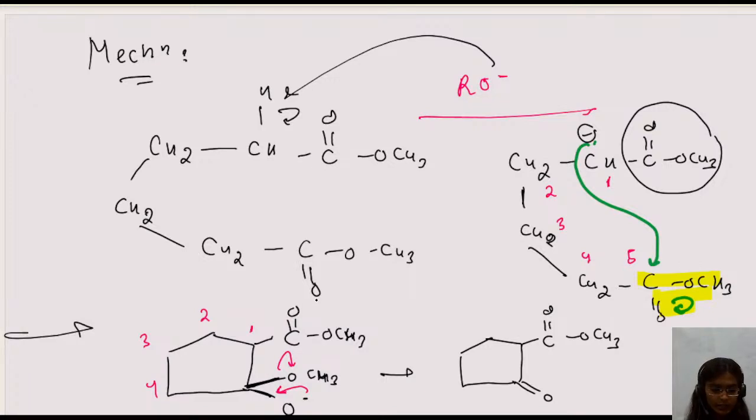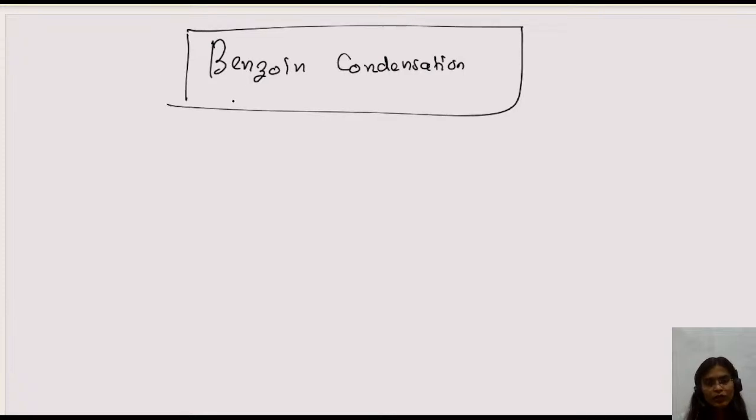Okay, now let's see the next. That is benzoin condensation. I know there are so many naming reactions, but of course they are important. So let's see, the next one is what? That is benzoin condensation. So what is the meaning of this word? First of all, let's record what this benzoin is. So let's discuss the benzoin condensation.